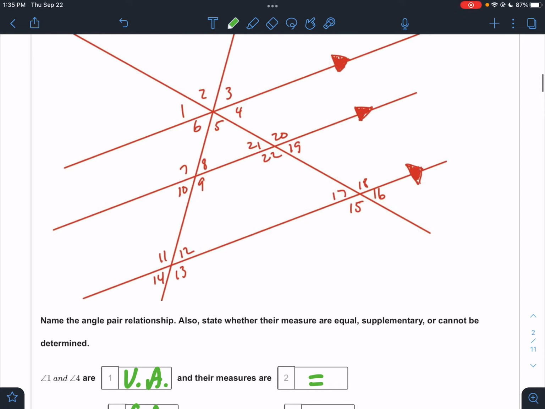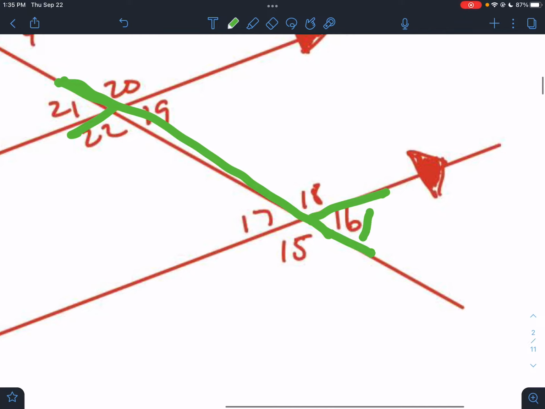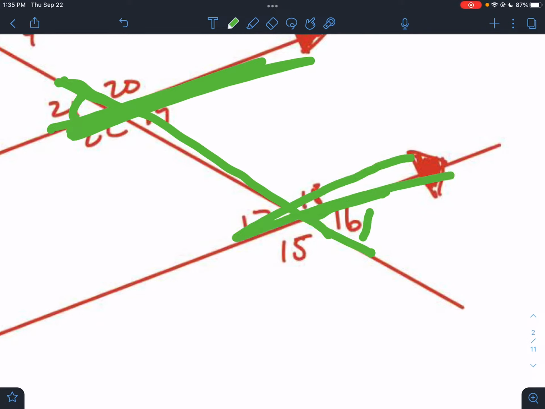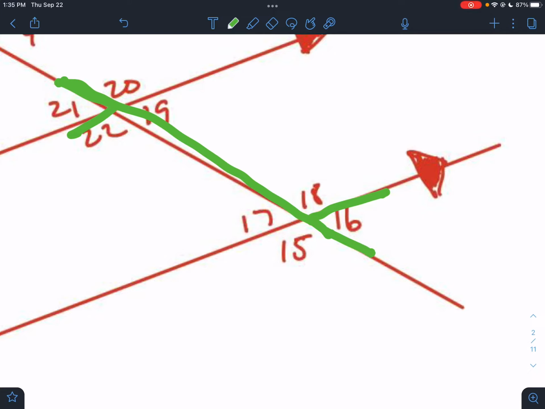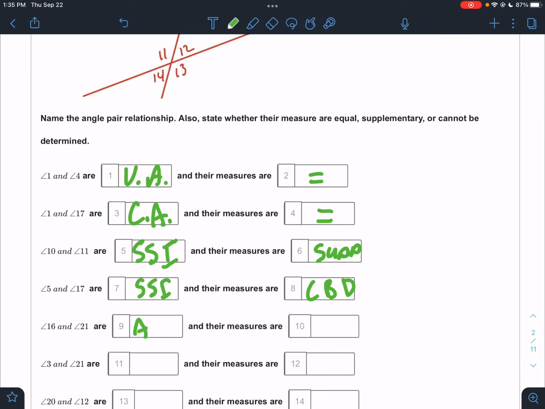16 and 21, so here's 21, here's 16. This one's a little bit harder, but they connect here. I don't know what you would call that, but there's not really a good phrase. It's not like it's a C or an F or a Z, but they're on different sides. Are they on the inside or outside? They're on the outside. Those are alternate exterior angles. Do they use parallel lines? Yes, they do. So they are equal.